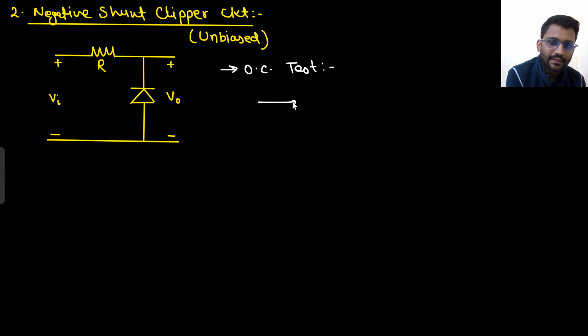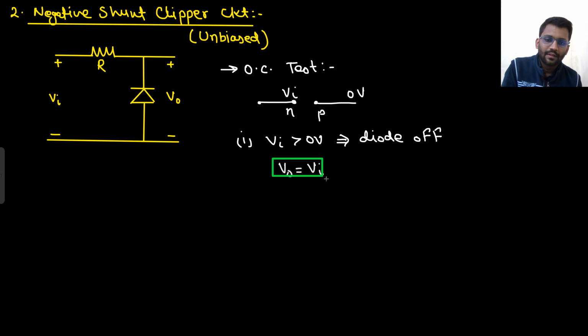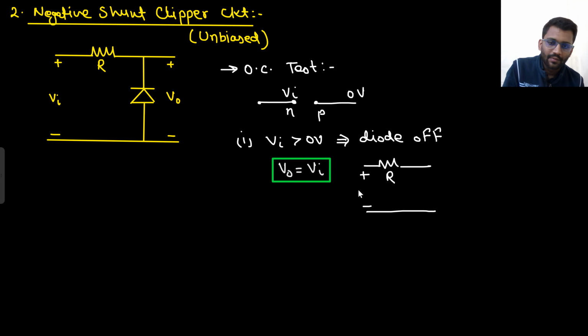So what will happen? This is the N side, this is the P side. P side is at 0 volt. This is N, this is P, and this is V in. So first condition, when V in is greater than 0 volt, that means diode is off. And if diode is off, complete V in will be going to the output. So V out will be equals to V in. This is the resistance R, V in, this is V naught.